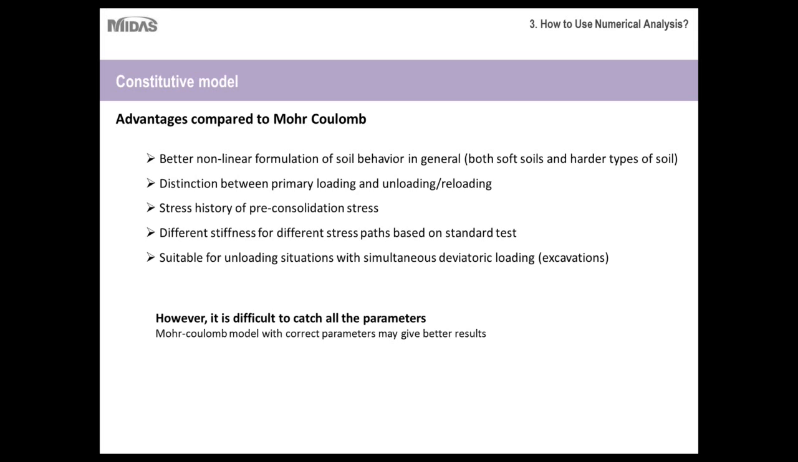But having said all that about the advanced Mohr-Coulomb material model, we still don't use it that often because of its difficulties in capturing all these parameters from all different field tests. Therefore, the Mohr-Coulomb model with correct parameters may give better results than using incorrect parameters from approximate tests with the advanced material models. So it's something like it is better to be more aware about what shortcomings you have rather than over assessing your strengths.